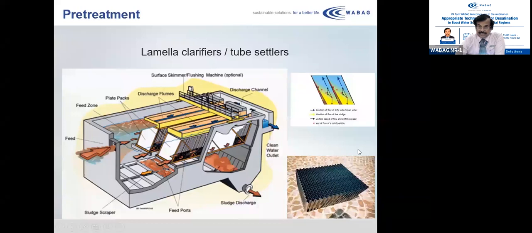You can see this is the pack of plates which are kept, which can also be used instead of inclined plates. We call it tube settlers. So the main advantage of this is, I have operated lamella clarifiers during cyclones when the TSS goes even up to 1,500 milligrams per liter.